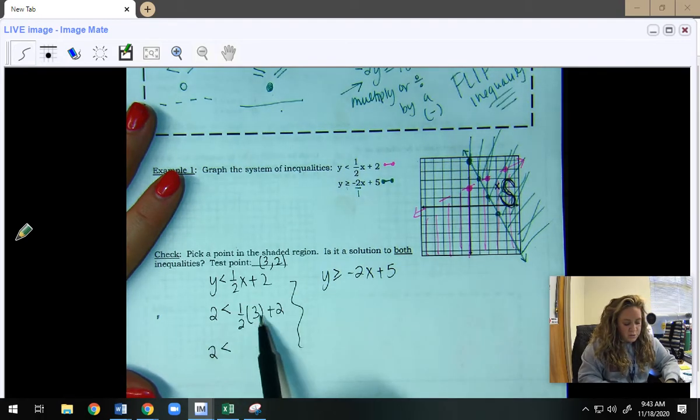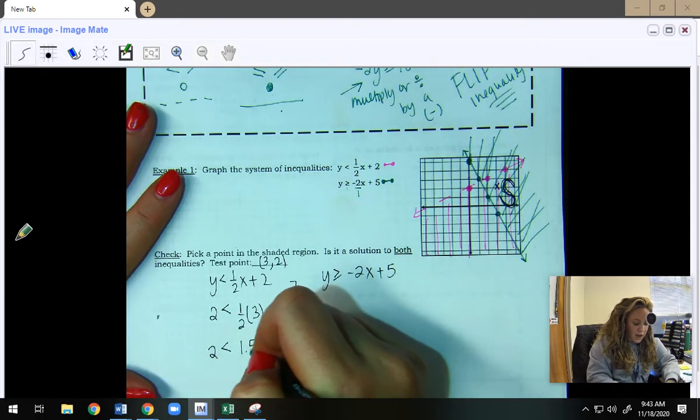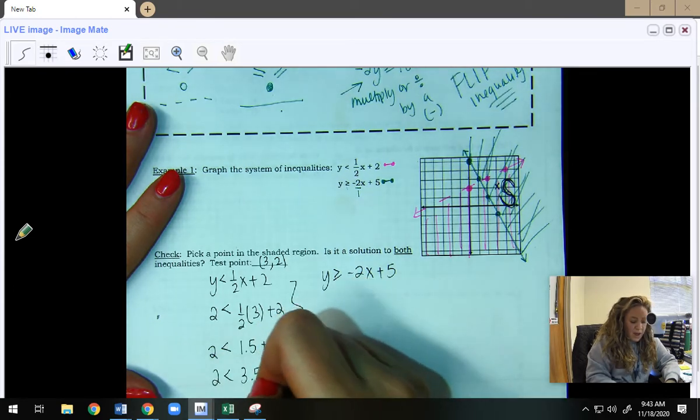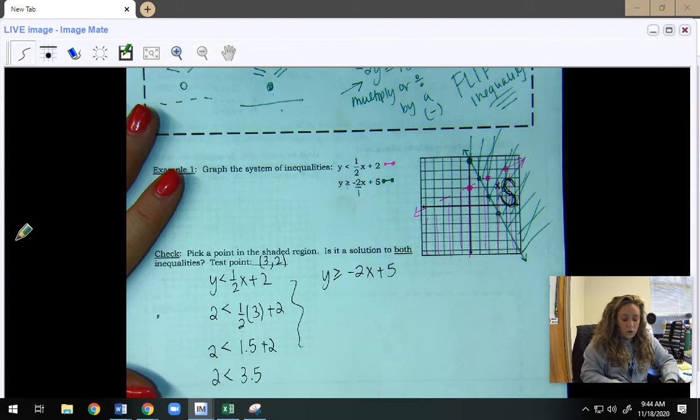So this would be 3/2, which is 1.5 plus 2. So 2 is less than 3.5. For sure.